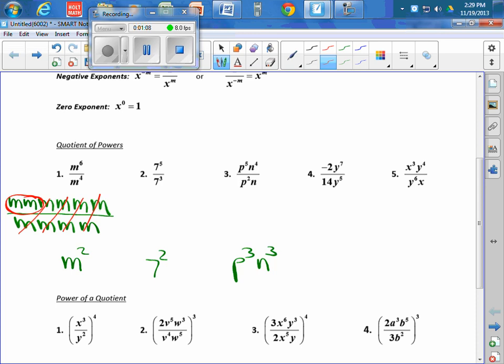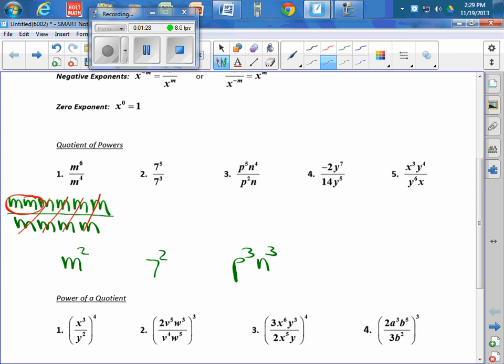Same thing is going to happen with 7 to the 5th over 7 to the 3rd. You get 2 7's left over. P to the 5th over p squared. 2 of them cancel. You have 3 left over. N to the 4th over n, and n cancels, and you've got 3 left over. So that's how we're going to be working with these quotient of powers.